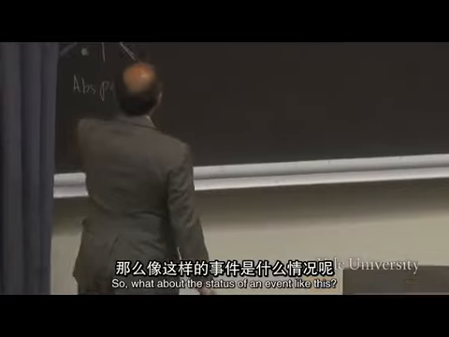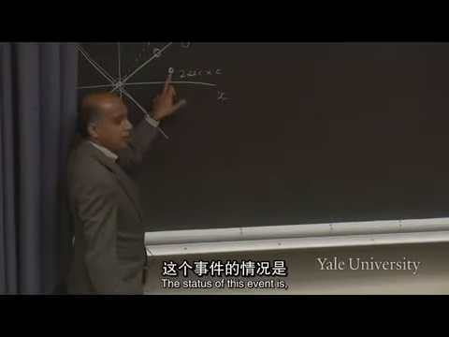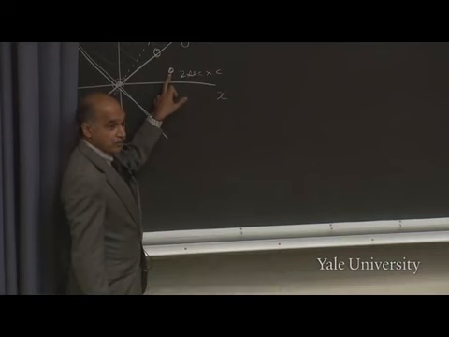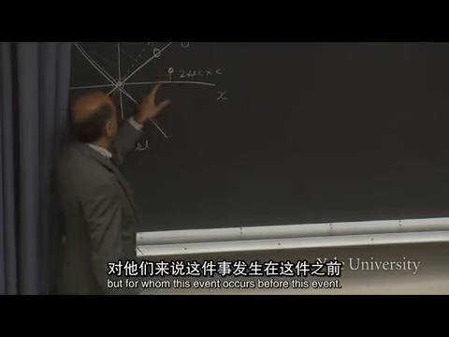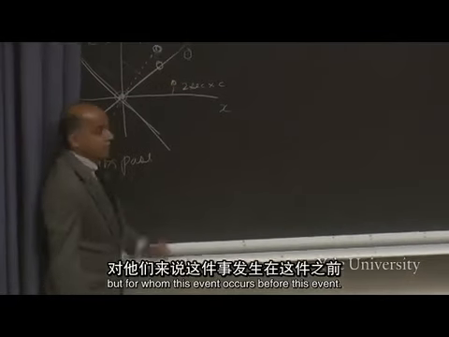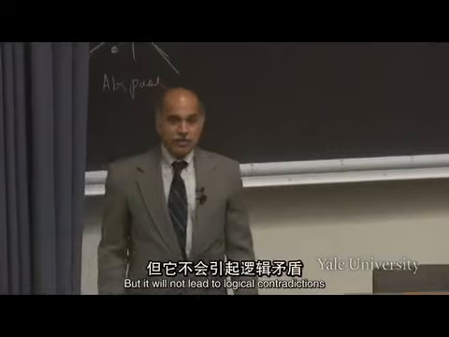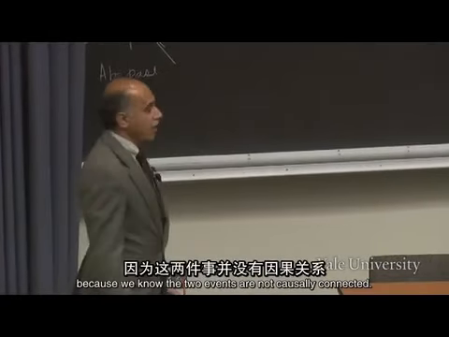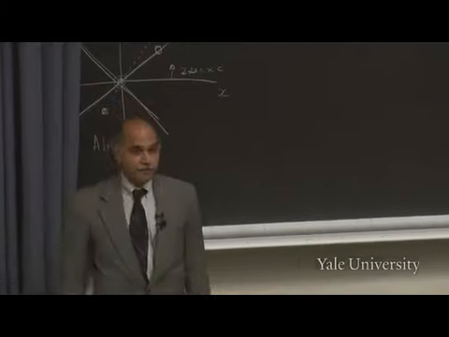So what about the status of an event like this? I can actually find other observers moving at speed less than light for whom this event occurs before this event. So the order of events can be reversed, but it will not lead to logical contradictions, because we know the two events are not causally connected.